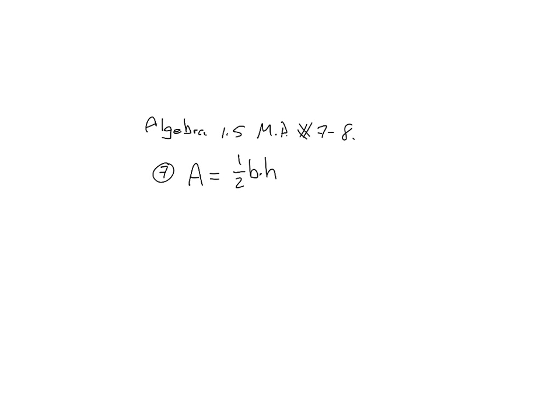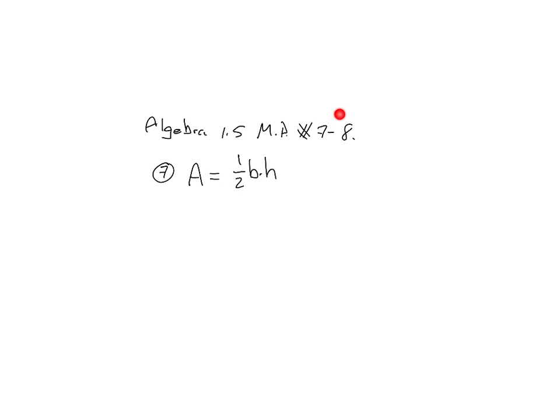All right, we're looking at Algebra, section 1.5, monitoring progress, numbers 7 and 8. Here, we're supposed to take the formula for the area of a triangle. That's this formula right here: area equals 1/2 base times height. And we're supposed to rewrite it to solve for h, which means we need to isolate the h.